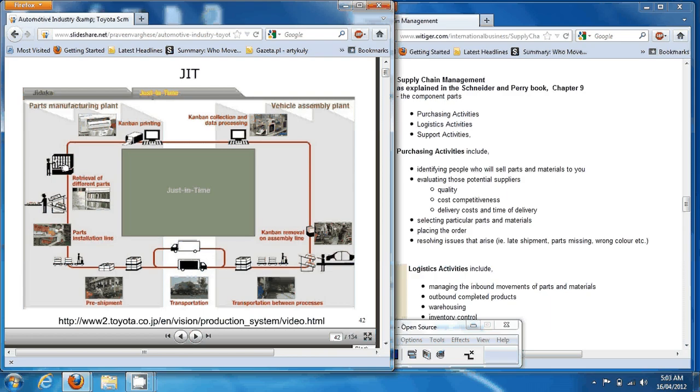So the order goes through, and depending on the location of the supplier, that's when they get the message. Sometimes they're local, so they'll send it the same day, and sometimes they're overseas. We have a lot of suppliers in Mexico, China, United States, Southern Ontario, Detroit.